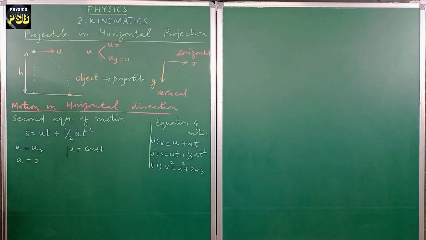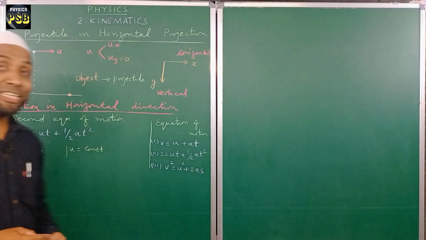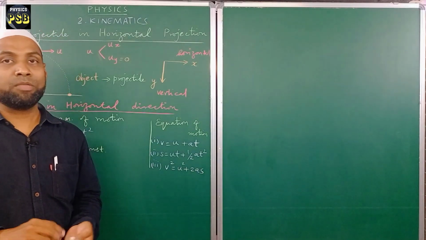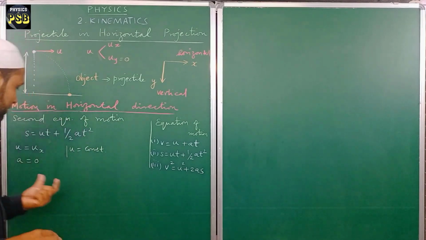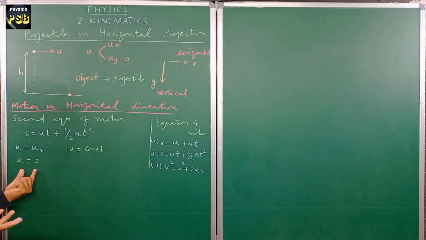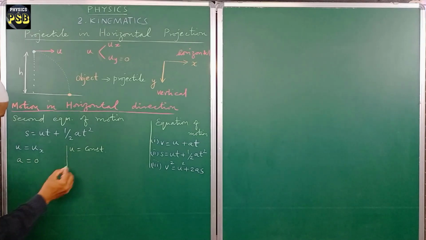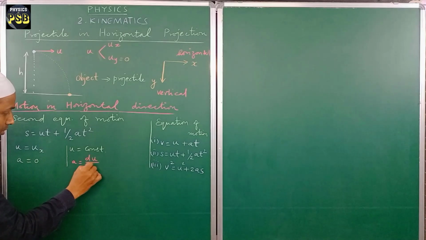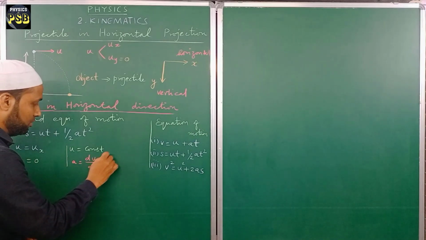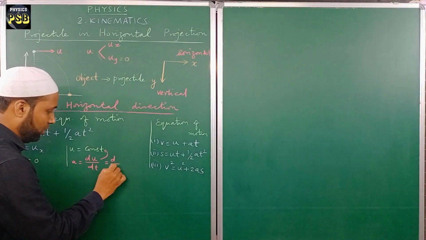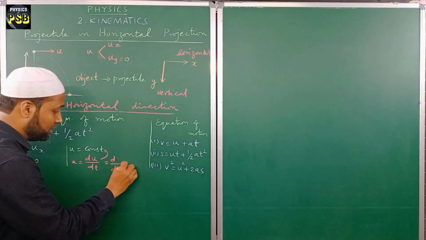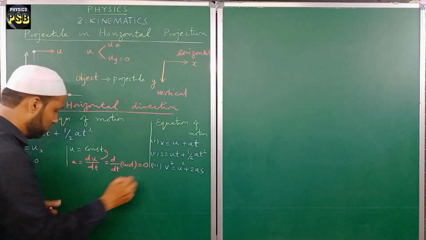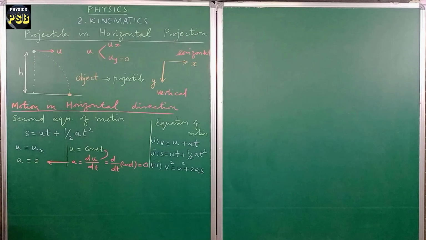Why is it 0? To write this as 0, we must know what acceleration is. Acceleration is the rate of change of velocity. When the velocity does not change, then the object will not accelerate, so acceleration will be 0. Clear? See here, acceleration is the rate of change of velocity, du by dt. Here u is a constant. When we differentiate a constant, what we obtain is nothing but 0. That is why acceleration is 0 here. Clear? Now we got these two things.